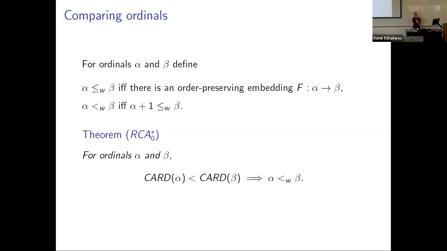And we say alpha is strictly less than beta if alpha plus one is less than or equal to beta. In the weak ordering, this is equivalent to saying that alpha can be embedded into a proper initial segment of beta. So the first theorem relating cardinality and ordinality: if you have two ordinals, alpha and beta, and alpha has strictly smaller cardinality, then alpha is strictly less than beta in the ordering comparing ordinals. So any ordinal can be embedded into any other ordinal of larger cardinality.